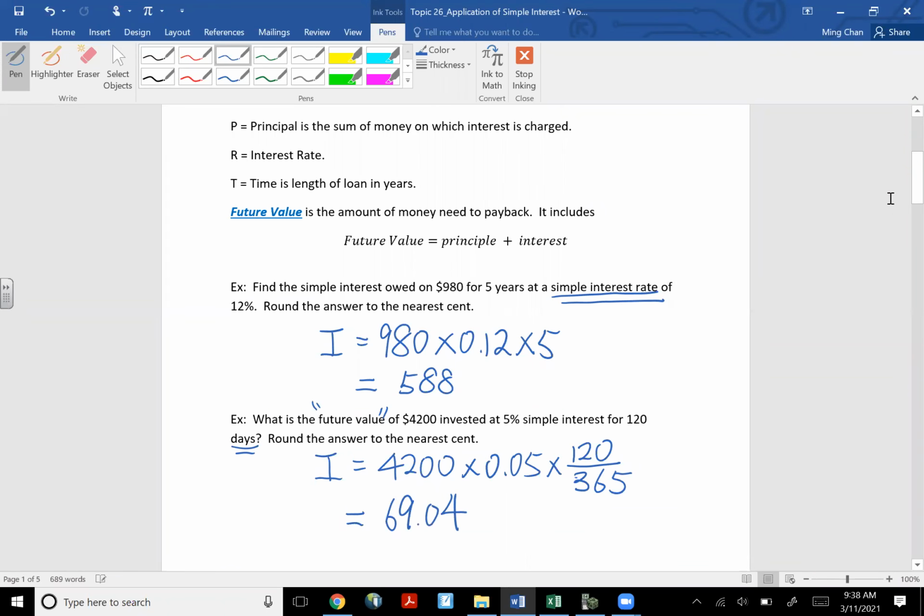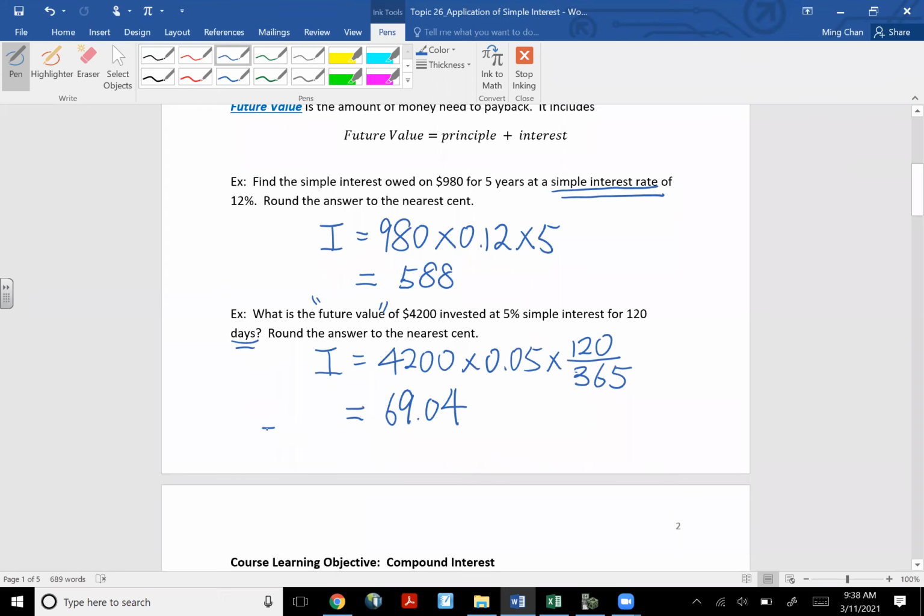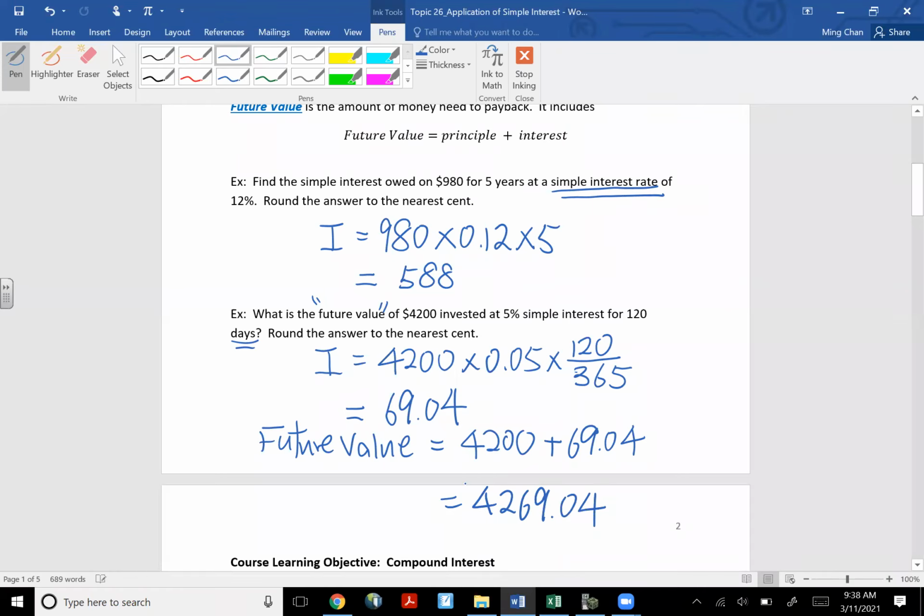So the future value will just be what I invest, the principal, plus the interest. Okay, so that will be $4,269.04. So this will be how much money is in my account after 120 days.